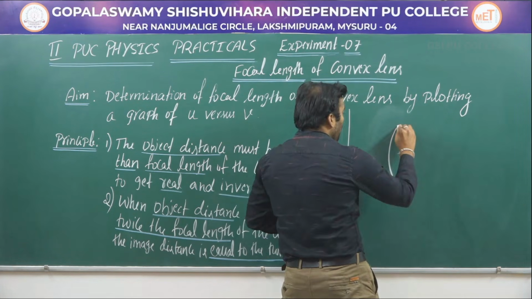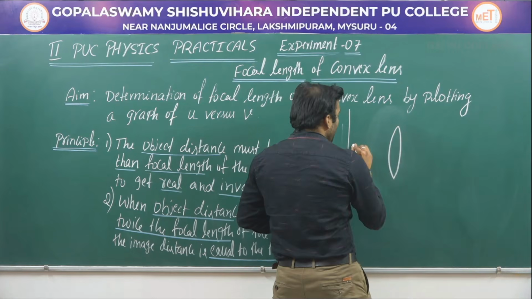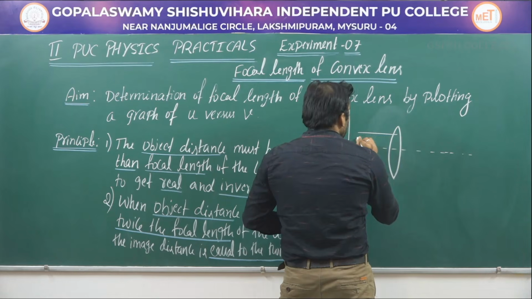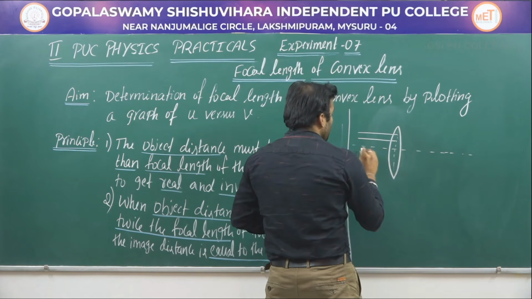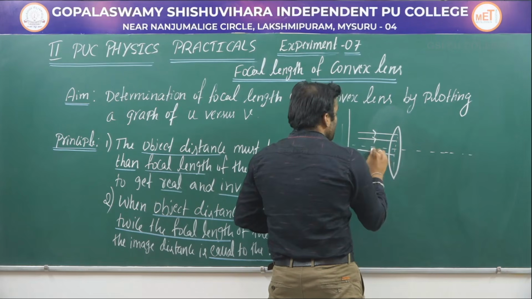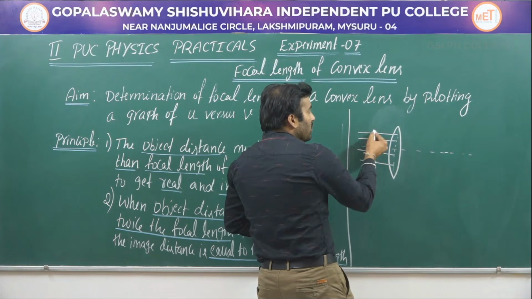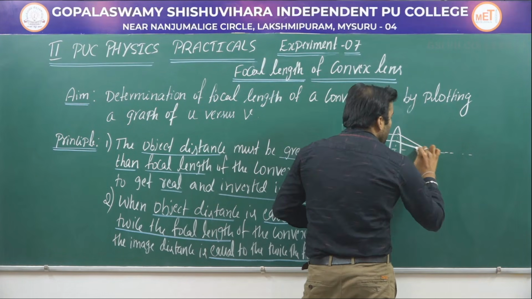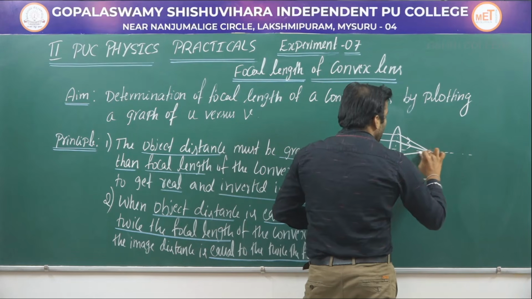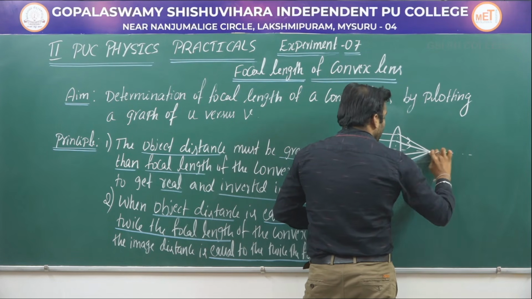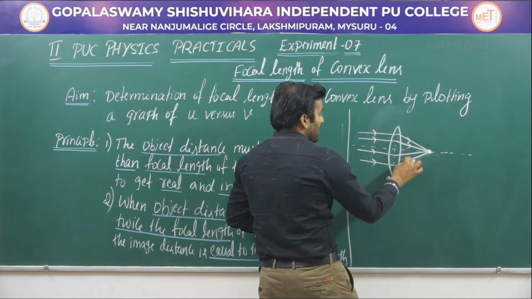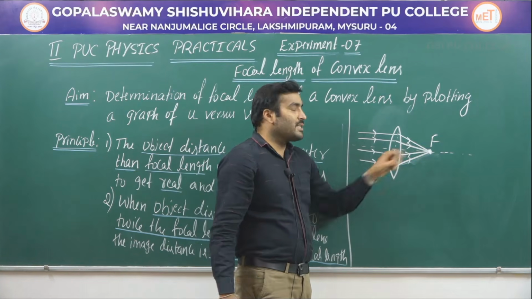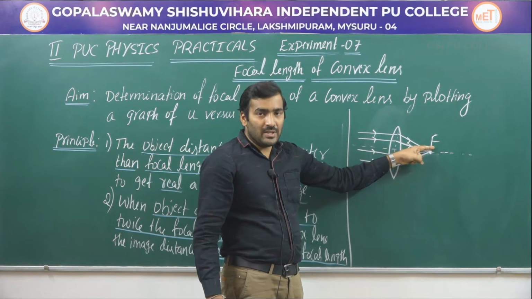Imagine we have a convex lens, and this is the principal axis, and say a parallel beam of light is incident on this convex lens. This parallel beam of light, after refraction through the lens, will be converging to one point like this. This point of convergence is termed as F, which is nothing but a focus. This is called the principal focus.